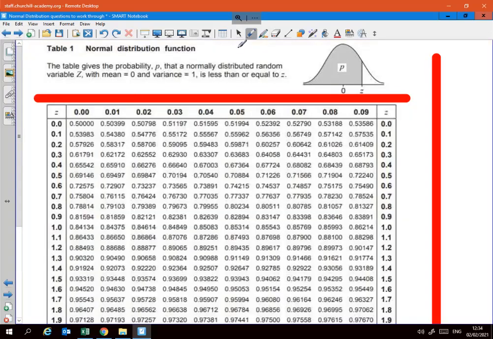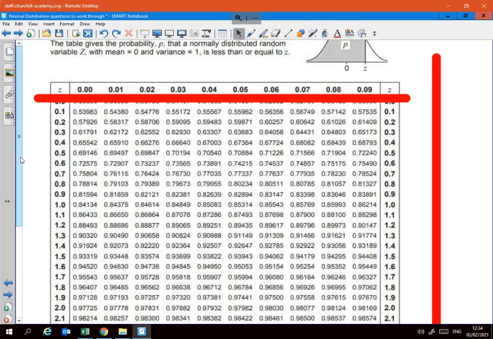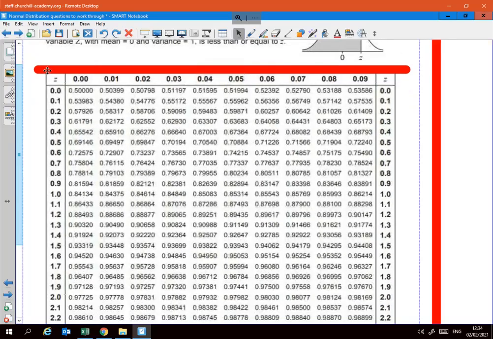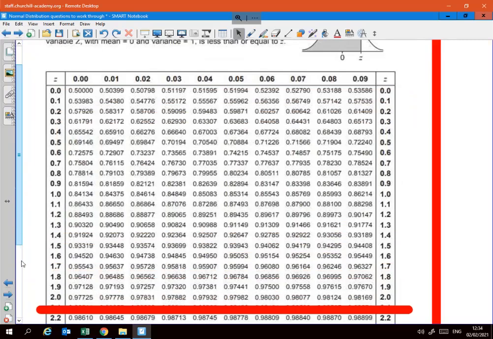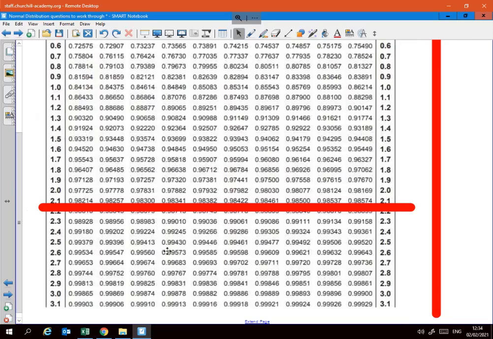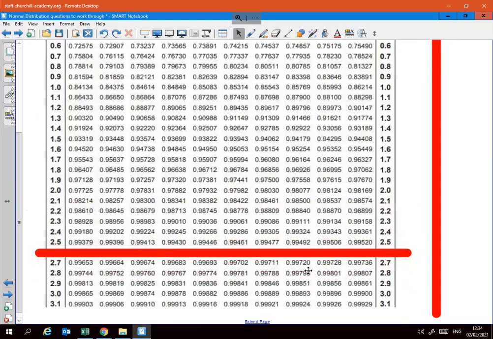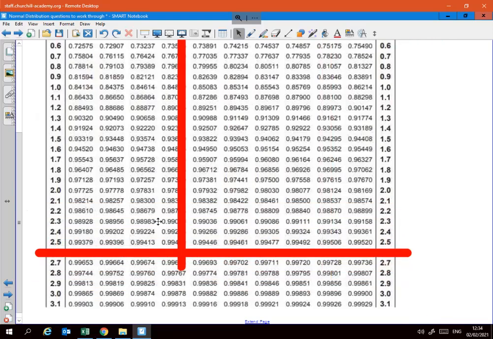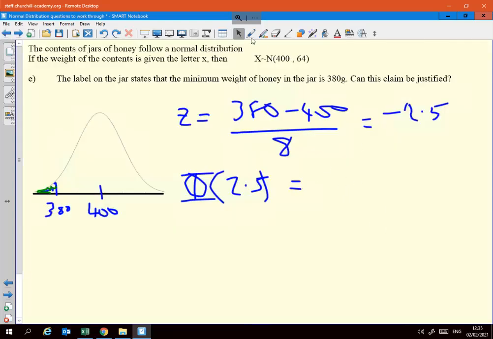Too far. So 2.5. A little bit further. Nearly there. There we go. It's that one there. 0.99379.